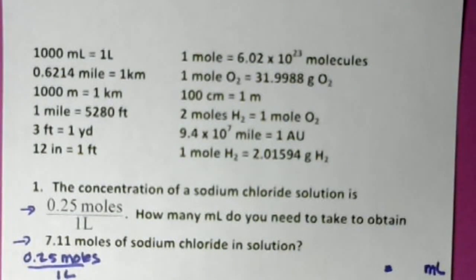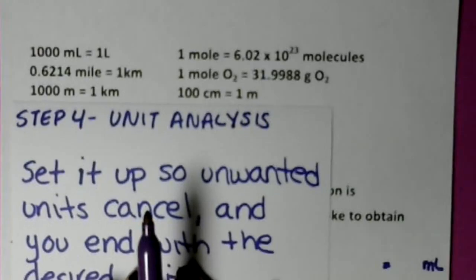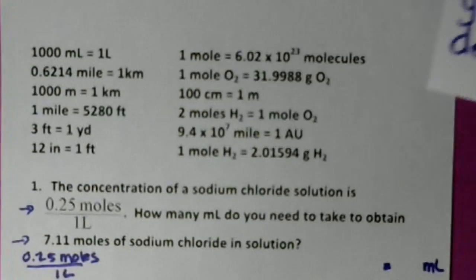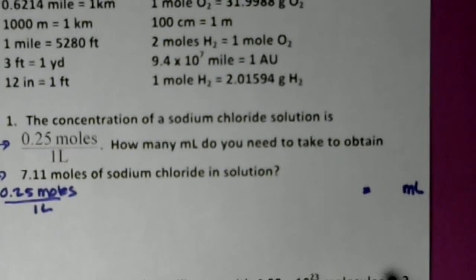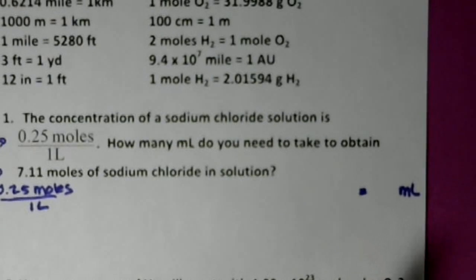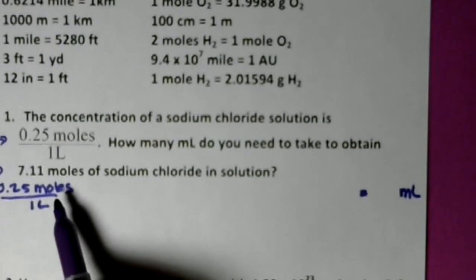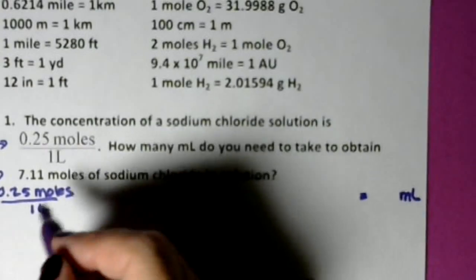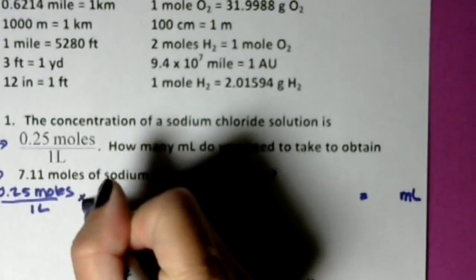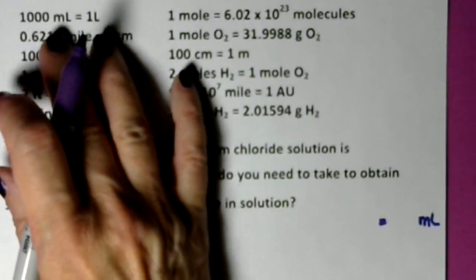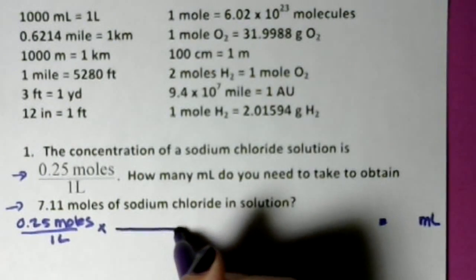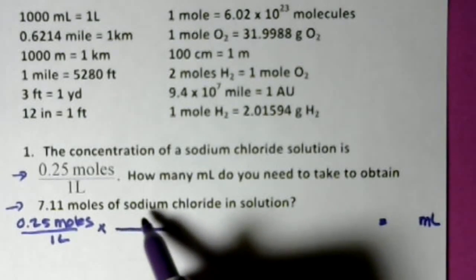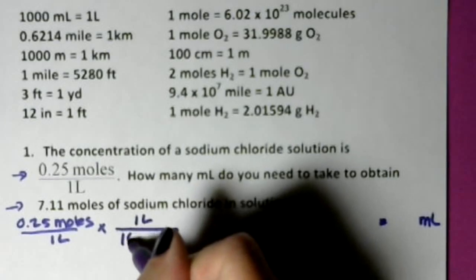So what about step 4? Step 4 says we're going to set it up so that the unwanted units cancel and we end up with the desired units. So let's look at the problem. My desired units are milliliters. So anything but milliliters is undesired and I have to get rid of them. So I have to get rid of moles and liters and get to milliliters. So I'm going to set it up to cancel these and get this. So I go back to that top, and as I said, we're going to use this first one. I'm going to make it into a fraction, and then I'm going to decide where to put each of them. If I want to get rid of liters, I've got to have liters on the top. So I'm going to have 1 liter over 1,000 milliliters.